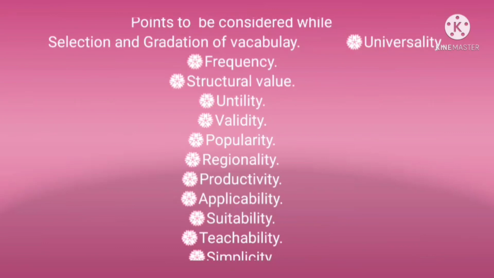So next is suitability. Words easy to memorize, easy to spell, and easy to utter should be included in this list. And the next is teachability. Words which are easily demonstrable and teachable should have a high priority with the teacher. And last is simplicity. Words which are simple appear before those which are difficult in pronunciation, spelling, and meaning. So these 12 points should be considered while selecting and grading vocabulary.